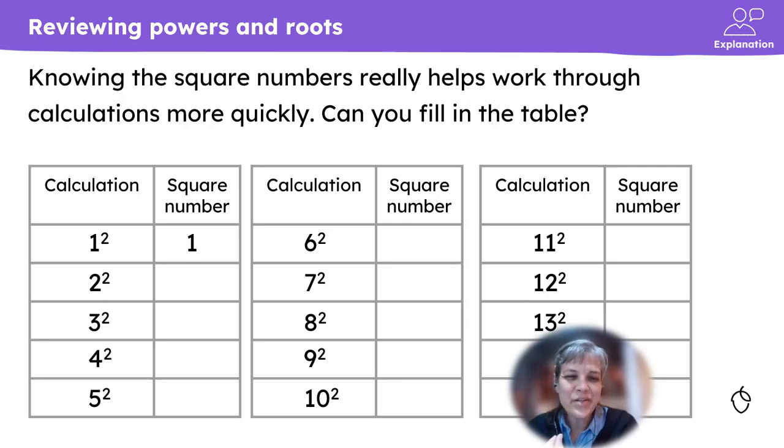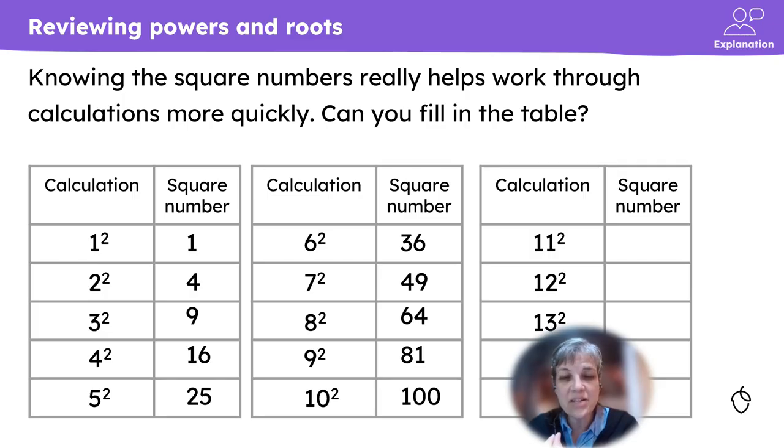Let's do that. 2 squared is 4, 3 squared is 9, 4 squared, 16, 5 squared, 25. Okay, those are very, very common, the ones up to 5. 6 squared is 36, 7 squared, 49, 8 squared, 64, 9 squared, 81, 10 squared is 100. These ones are also very common and they come up in your times table, so hopefully you know these ones.